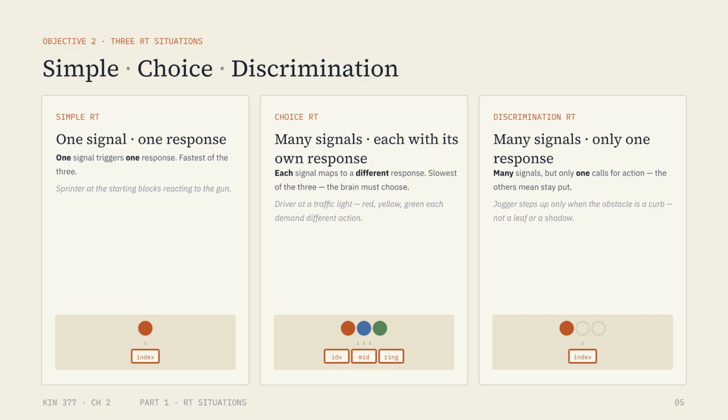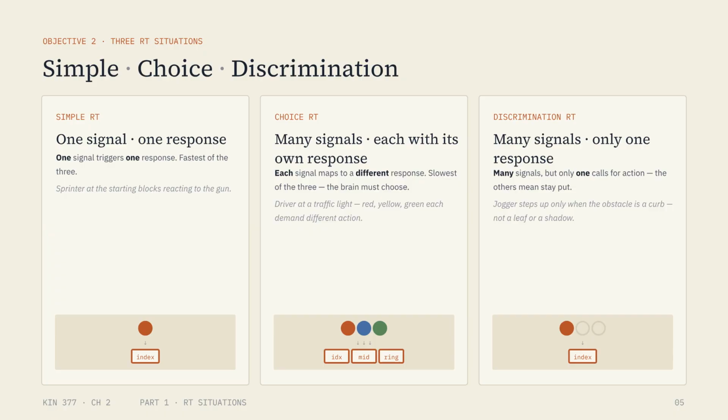Discrimination RT: many signals, but only 1 response to only 1 specific signal. Red light equals lift finger. Blue or green do nothing. In the real world, a jogger scanning the path ahead. Many things in the visual field, only a specific kind (a curb, a tree root, an obstacle) triggers the step-up response. Leaves, shadows, dappled light, those get ignored.